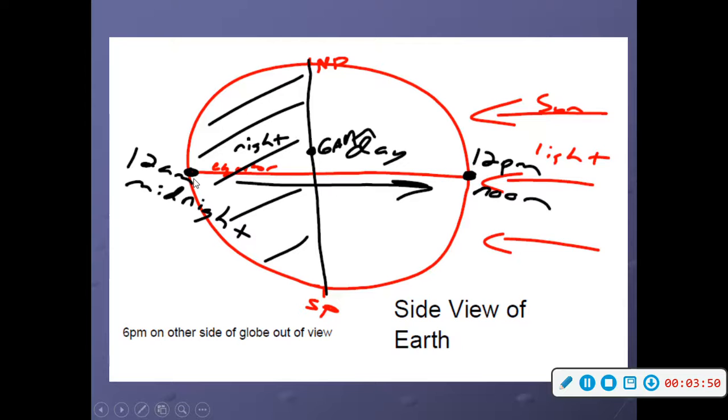So this time, 12 midnight is the same place. Noontime is over here, same place. The thing that changes is 6 a.m., 6 p.m.